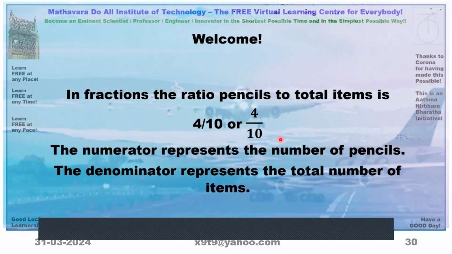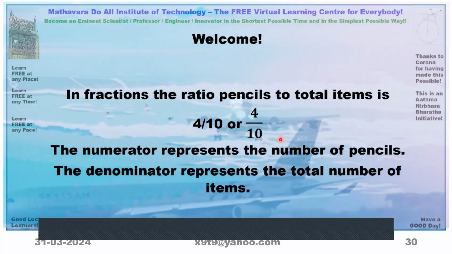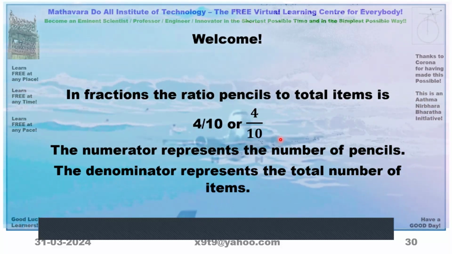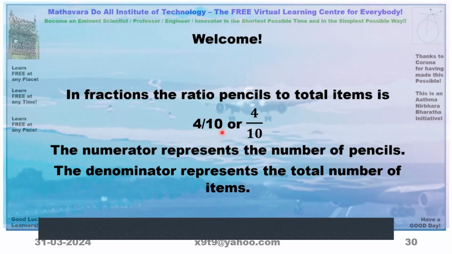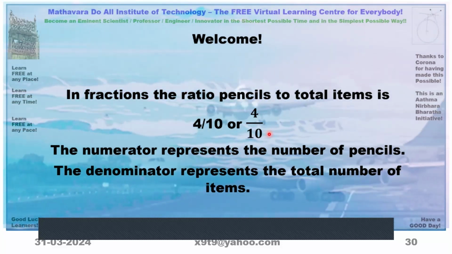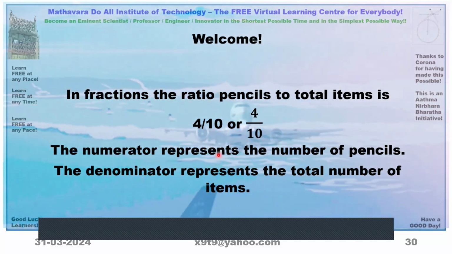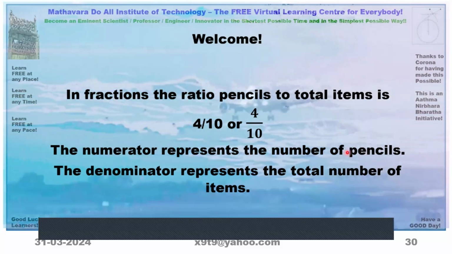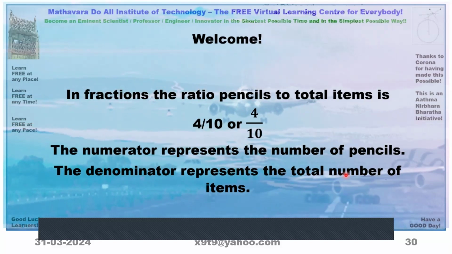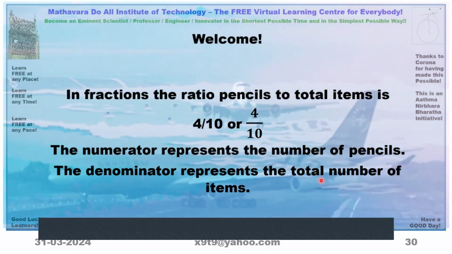In fractions, the ratio of pencils to total items will become 4 by 10, or you can write 4 divided by 10 like this also. The numerator represents the number of pencils and the denominator represents the total number of items.